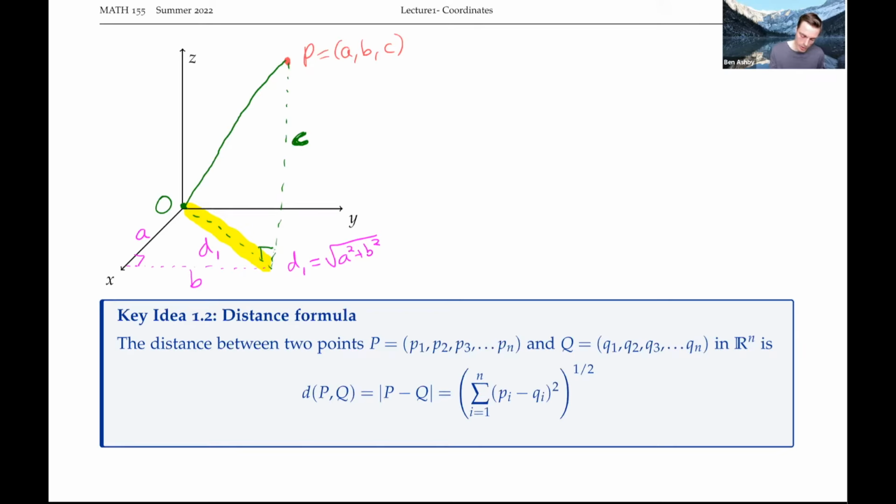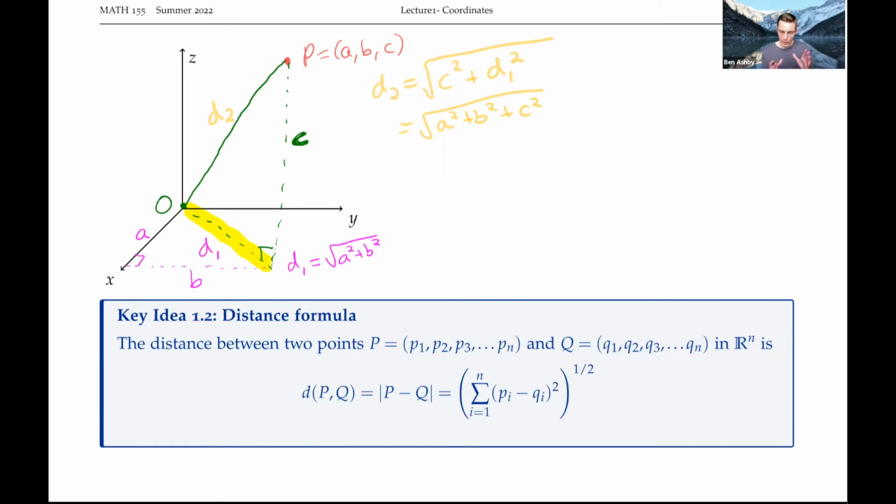And then if we want to know D2, the length of this line up here, D2 is just going to be equal to the square root of C squared plus D1 squared. So what we've done is we've made one little triangle in the XY plane, first of all, and then we've made a second triangle. So what's D1 squared? Well, D1 squared is just going to be A squared plus B squared. So D2 squared is just going to be A squared plus B squared plus C squared.